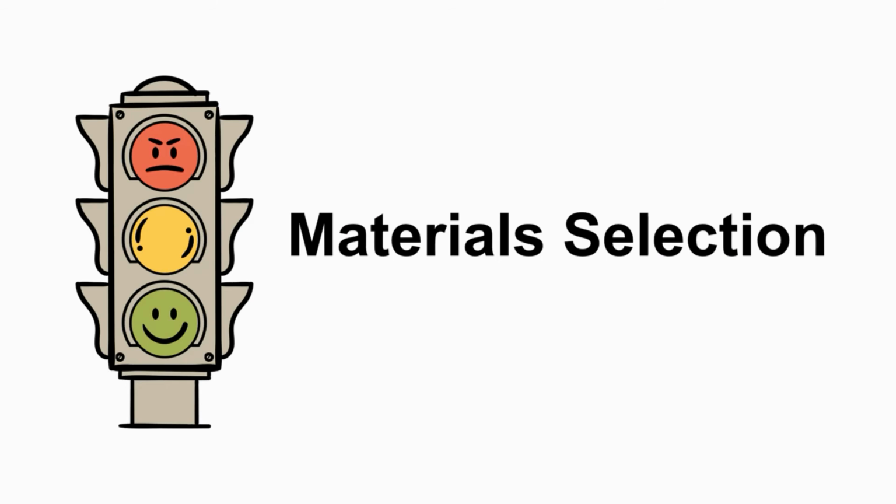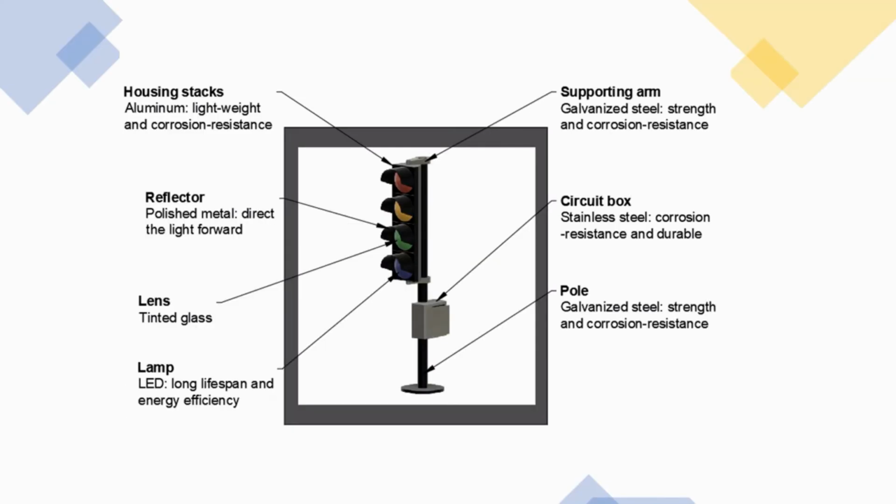So the next part is materials selection. For the materials of our traffic light, firstly for the housing, we are going to use aluminium because it is lightweight and corrosion resistant. For the supporting arm and the pole, we are going to use galvanized steel because it has strength and corrosion resistant features. And for the circuit boards, we are going to use stainless steel because it also has the corrosion resistance feature and it is durable.